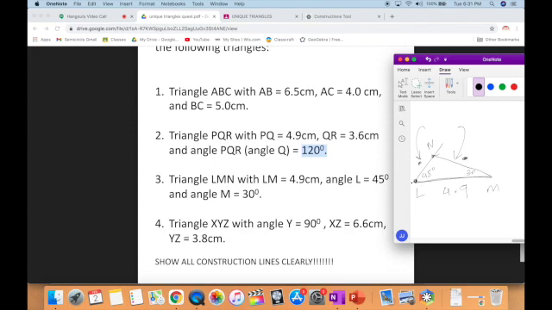So what I'll do first is I will construct this line, 4.9 centimeters, right? And then I'll construct a 45. Well, I had to construct a 90 first and then bisect it to get the 45. Then I had to construct a 60 first and bisect it to get the 30. So we're talking about a lot of construction lines here. So I definitely want to see if you guys have all of these construction lines in yours, right?